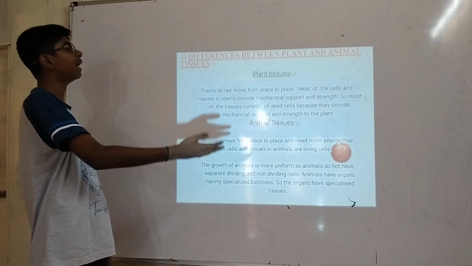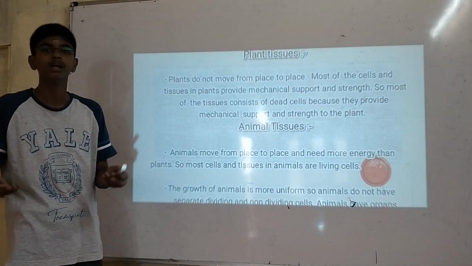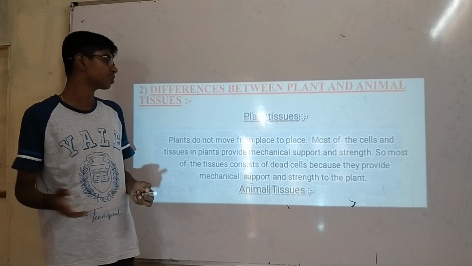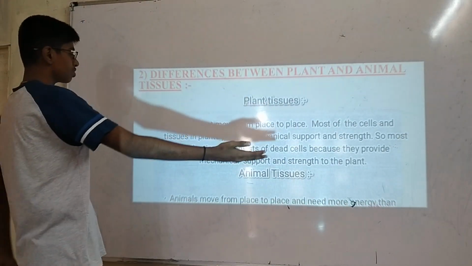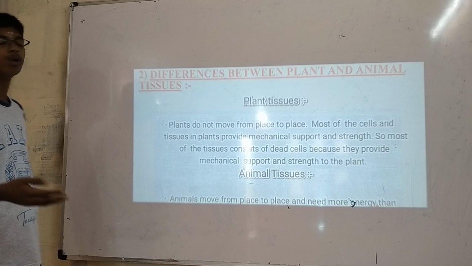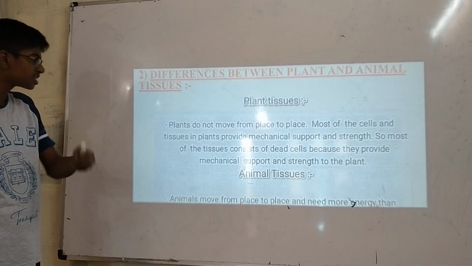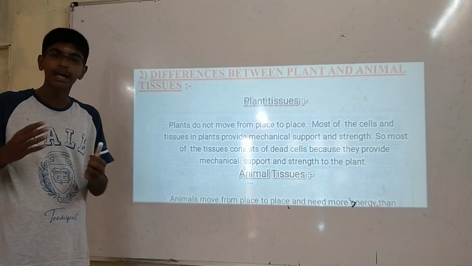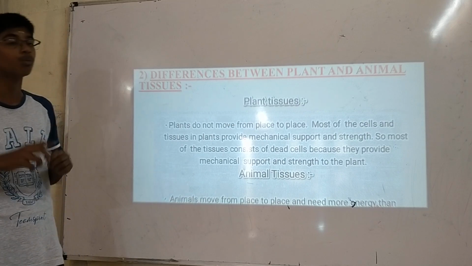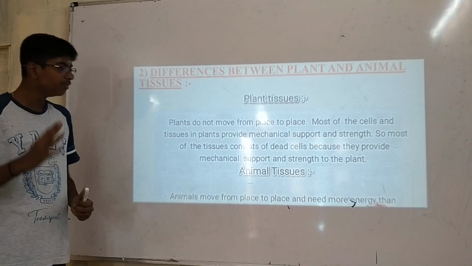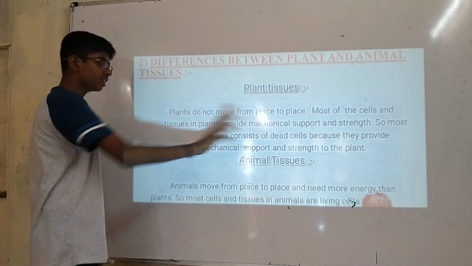So, differences between plant and animal tissue. Now we are going to learn the differences between plant and animal tissues. First, what are plant tissues? Plants do not move from one place to another, as they are very still. So they need only mechanical support of cells, and most of their cells are not living cells. Most of the cells consist of dead cells.